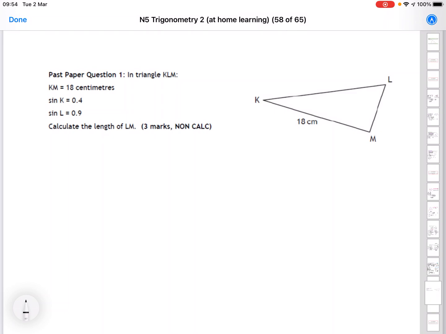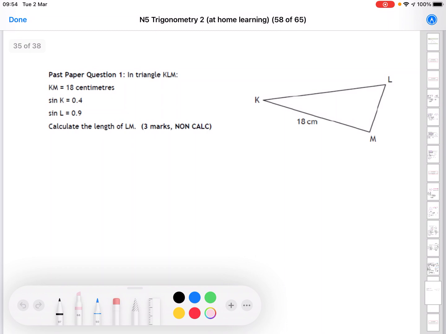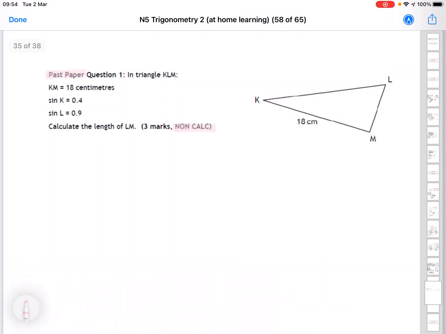So the first question here, we have our triangle K, L and M. And we have our length, KM, is 18 centimetres. And then we're told that sine of K is 0.4 and sine of L is 0.9. And we're asked to find the length of LM. Now this question is a non-calculator question. It's from paper 1 of the past paper that it's from.